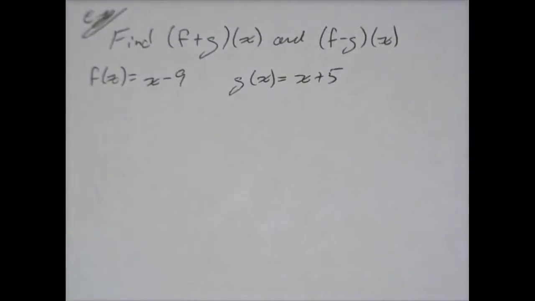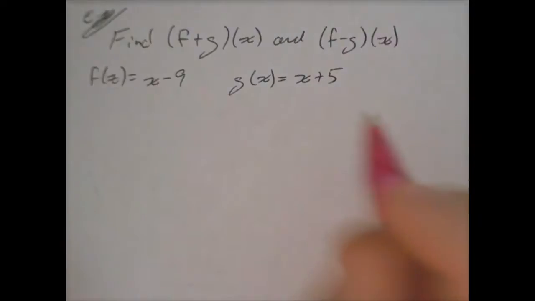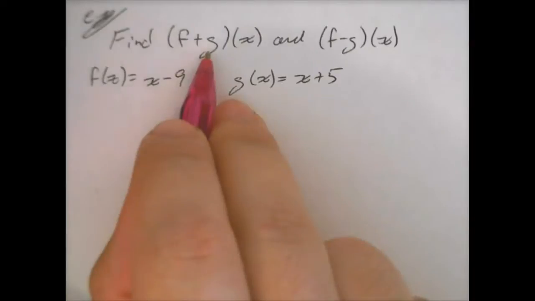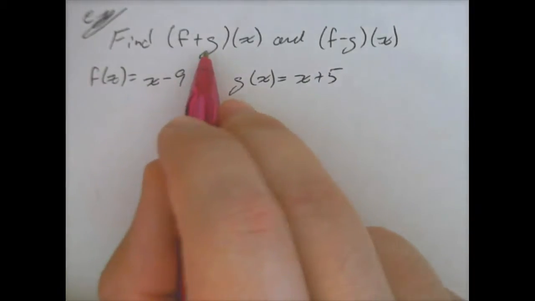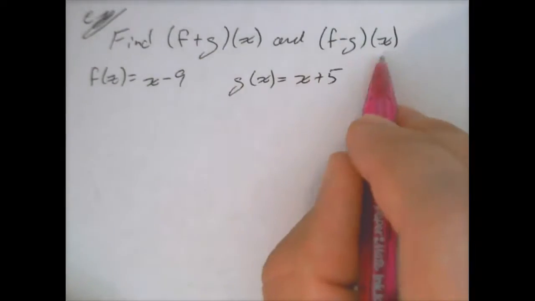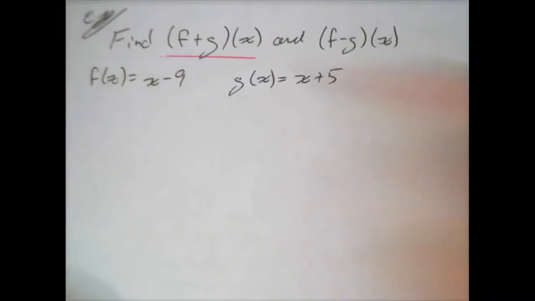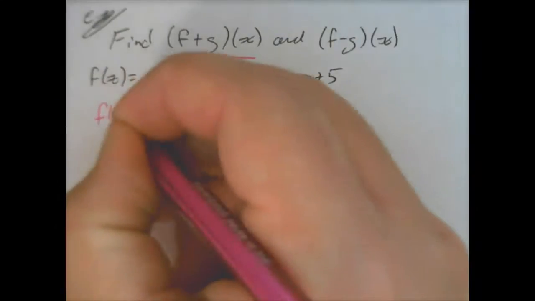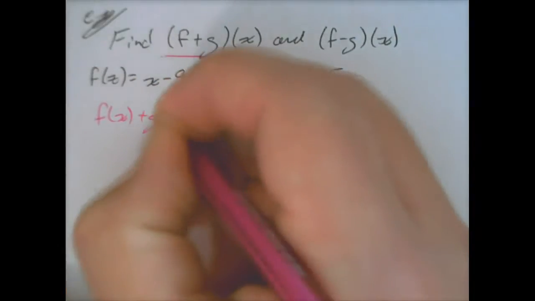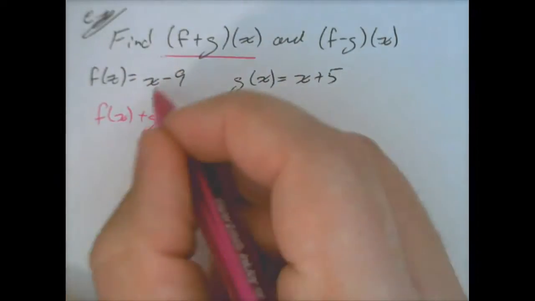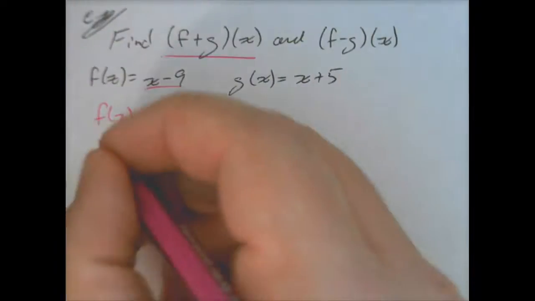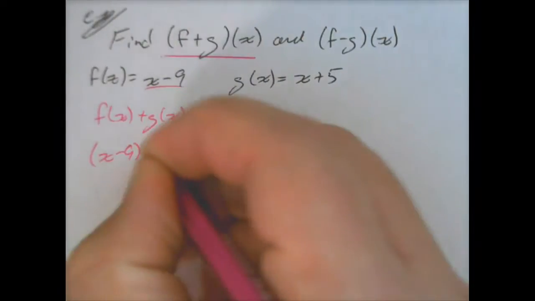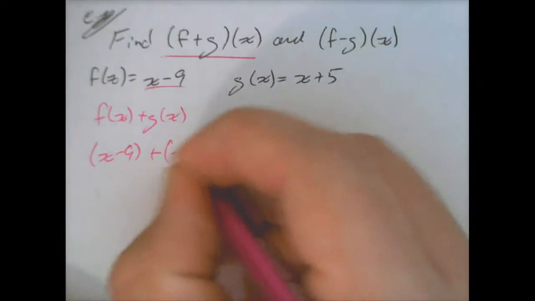All right, here's the first example that we are going to look at. You will see something like this. Find f plus g of x, which just remember means f of x plus g of x, and find f minus g of x. So I'm going to do this part first. I'll do it in pink so that you can see the differences between the two. So just remember this is the same thing as saying f of x plus g of x, where the function f of x is x minus 9. So I can say x minus 9 plus what g of x is, so plus x plus 5.